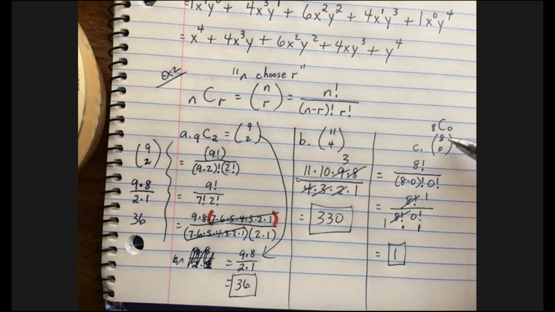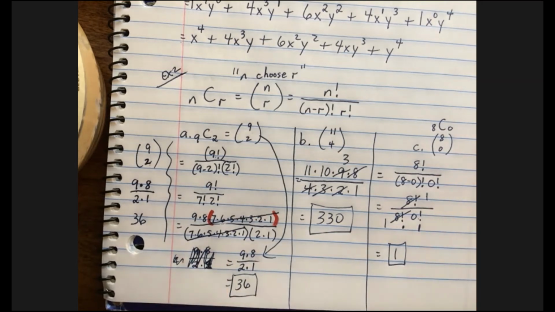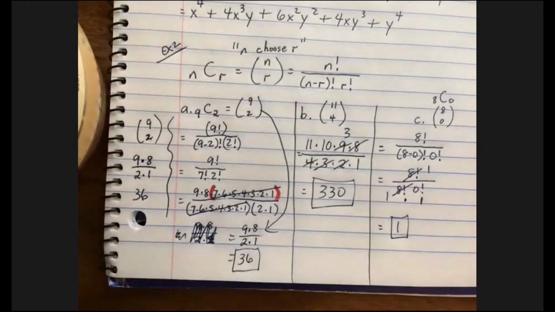So anything right here, if you have a number and you say, well, 8 choose 0, 7 choose 0, 3 choose 0, whatever it is, that's always going to give us 1 as an answer. So hopefully that helps a little bit with combinations. The more we practice them, you're going to see me doing quite a few of these. I think it'll help out.